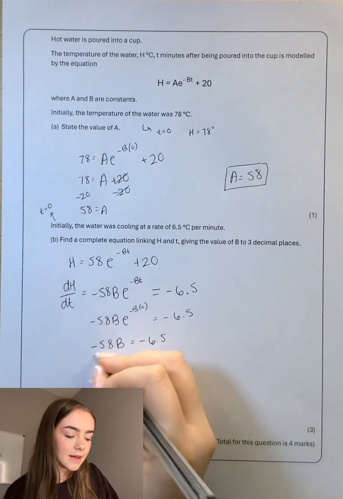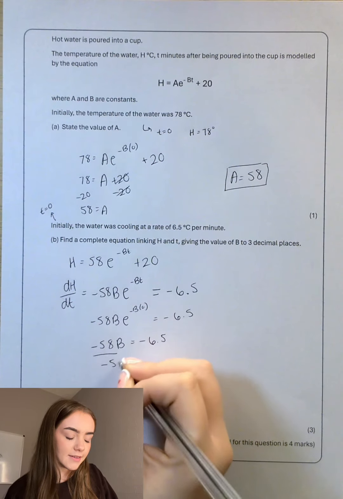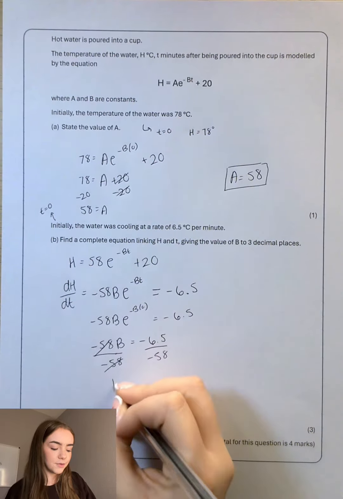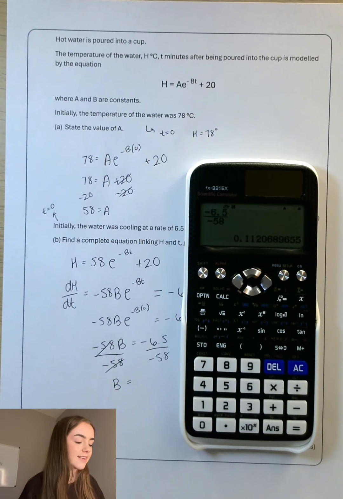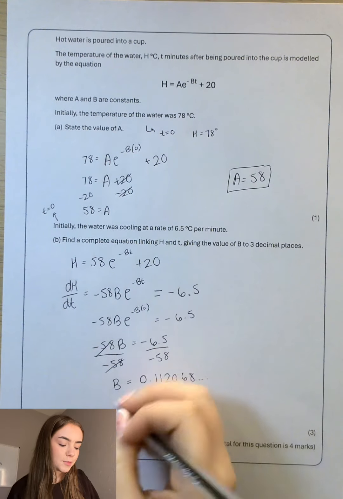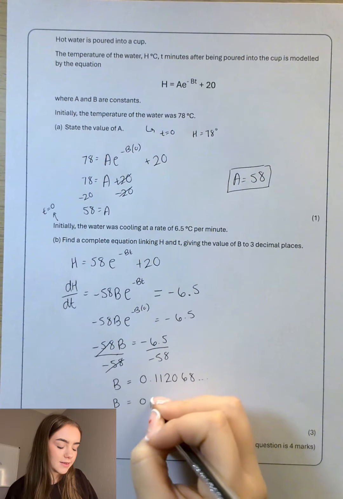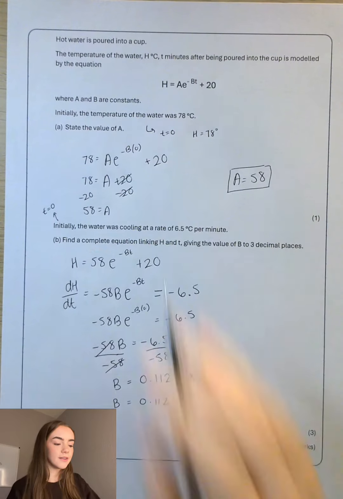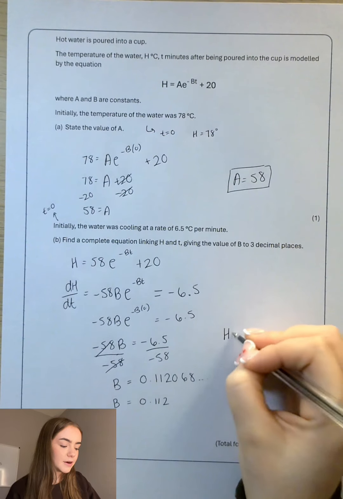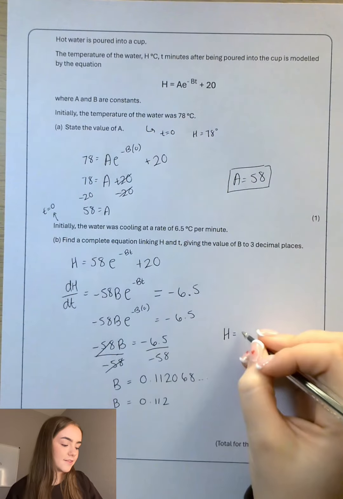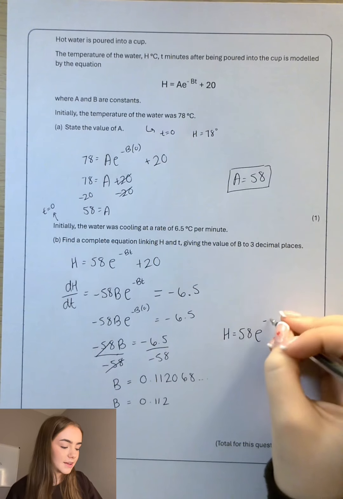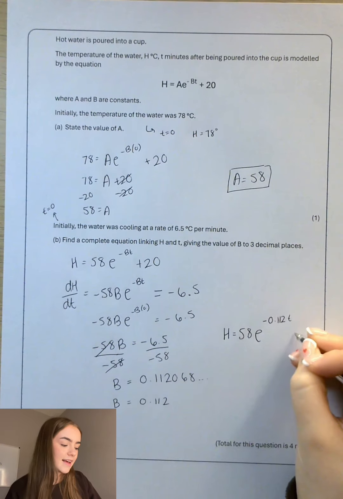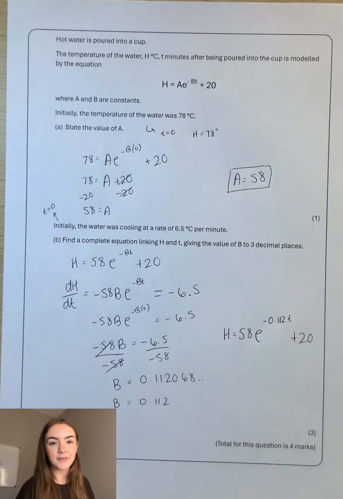Then to find out what b is, divide through both sides by -58. These will cancel out, leaving us with b is equal to -6.5 divided by -58, which is 0.112068, and so on. To 3 decimal places, b will be equal to 0.112. So our final equation will be H = 58e^(-0.112t) + 20. And that is our final answer.